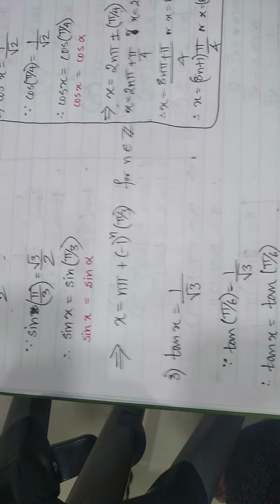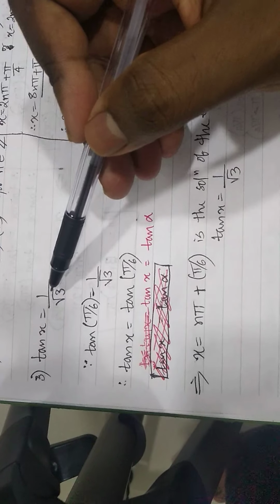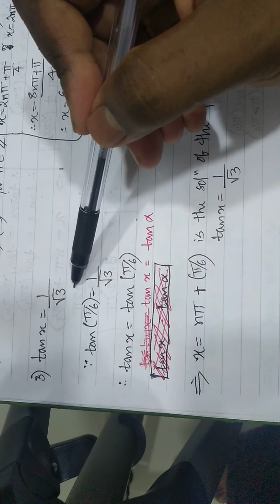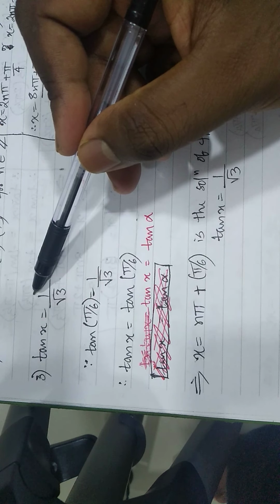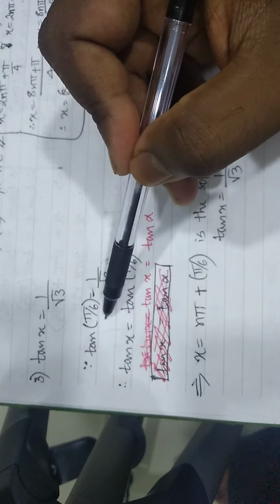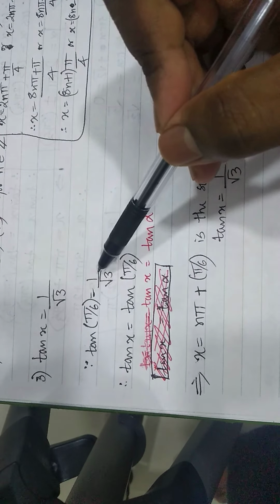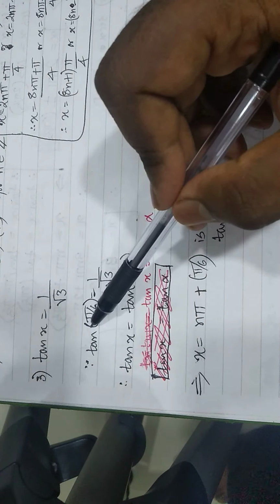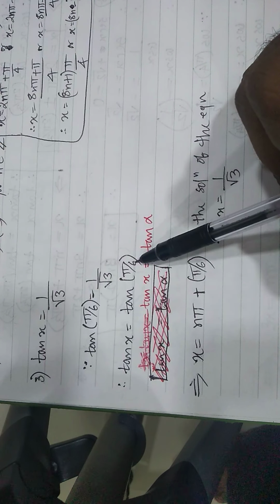Now let's take tan x equal to 1 upon root 3. Same protocol: for which angle is the tan ratio 1 upon root 3? It is pi by 6. So tan pi by 6 is 1 upon root 3. Again, left hand sides will be equal since right hand sides are equal. Therefore tan x equal to tan pi by 6.